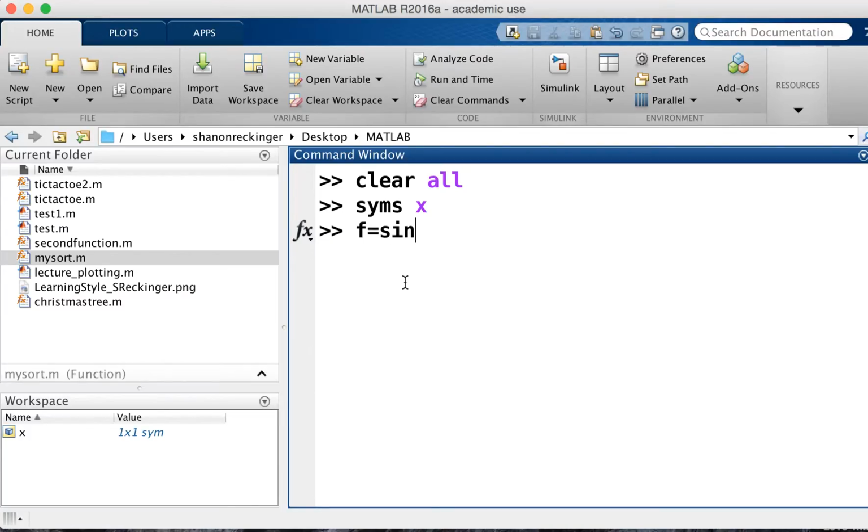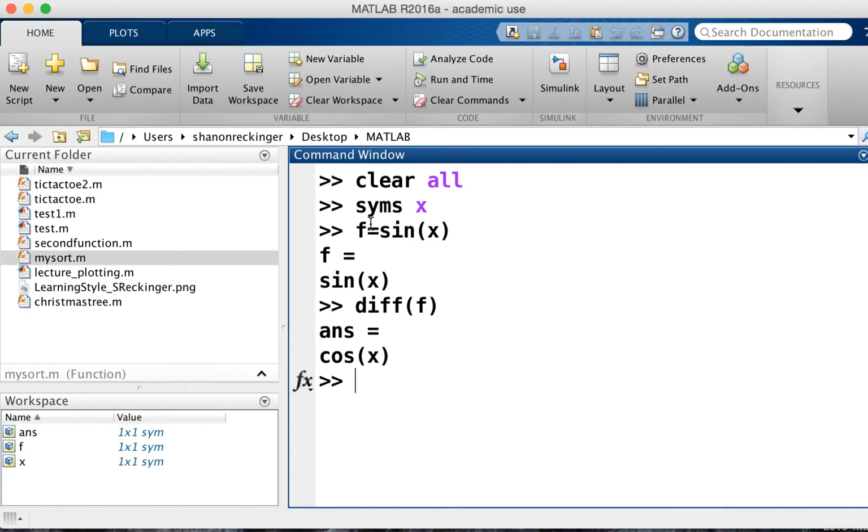And then you can write X in any equation, and anything you set it equal to on the left-hand side is also now going to be symbolic. So now I've created a symbolic equation that's the sine of X. And then there are all of these different functions you can call that use symbolic variables. The first one is diff. Diff is how you take a derivative symbolically.